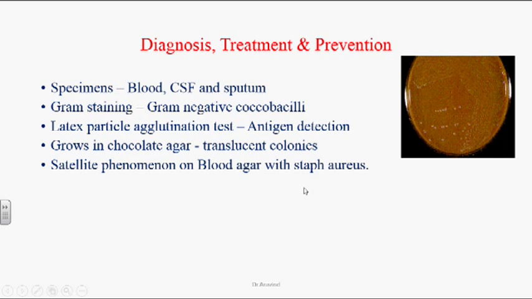And on blood agar with Staph aureus colonies, these organisms grow as satellite colonies. We can call it the satellite phenomenon.